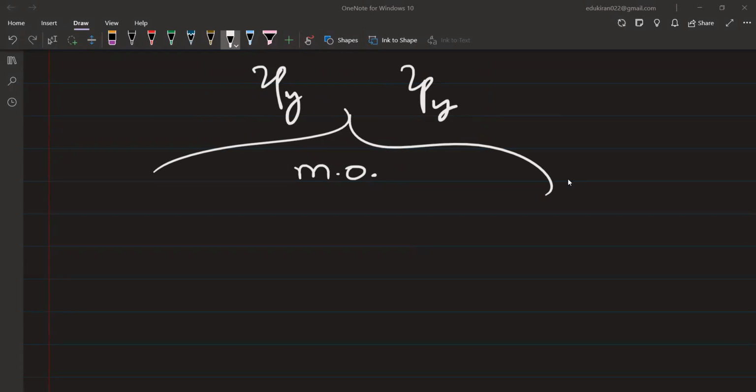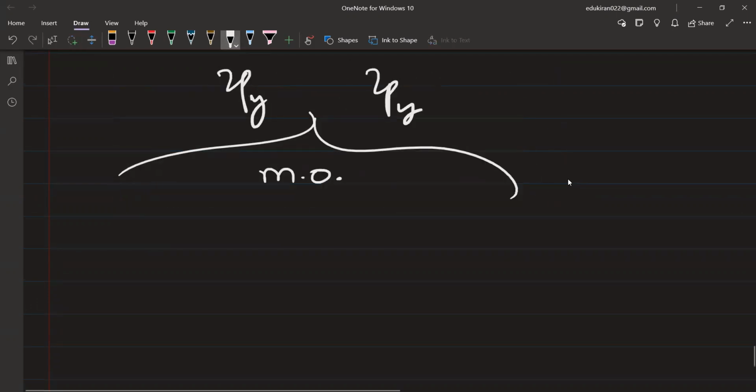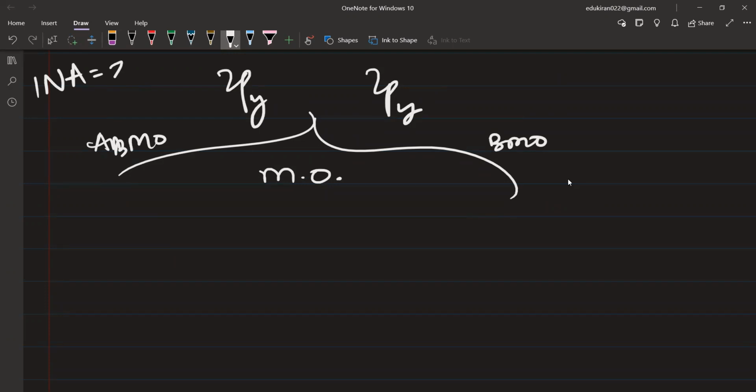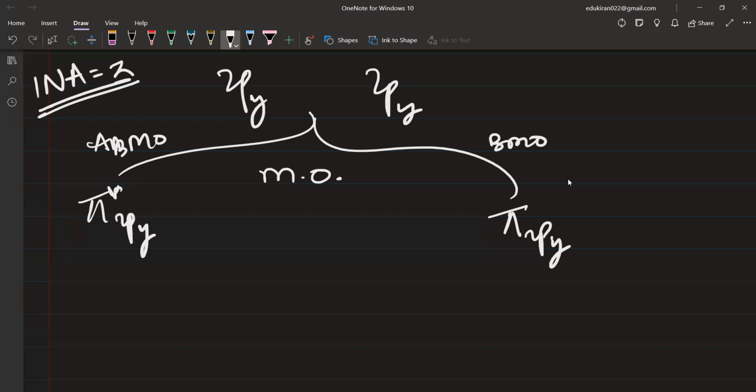Iram, tell me, how many molecular orbitals will we get? Yes, two. Very good. What are those molecular orbitals? One is the bonding molecular orbital and the other is the anti-bonding molecular orbital, BMO and ABMO. What is my internuclear axis? Since P is mixing, it is Z. If Z is the internuclear axis, so I will be getting pi or sigma. Pi. Pi 2py and pi star 2py. All of you understood this? Yes or no? Please tell me, guys.